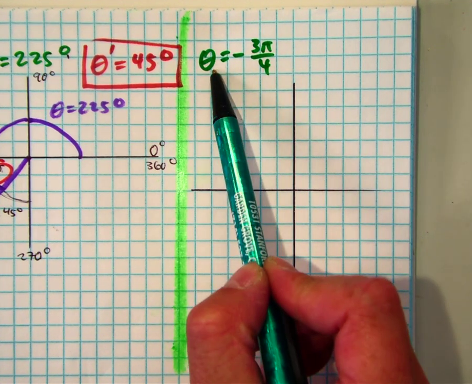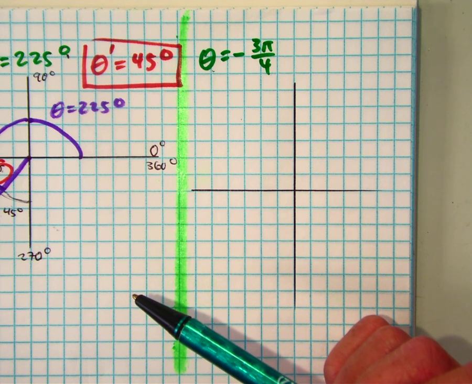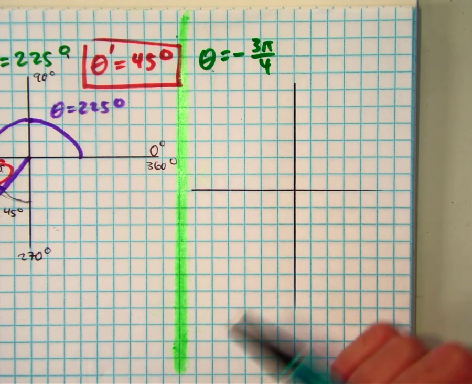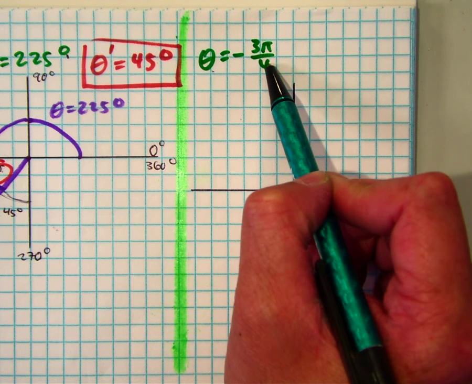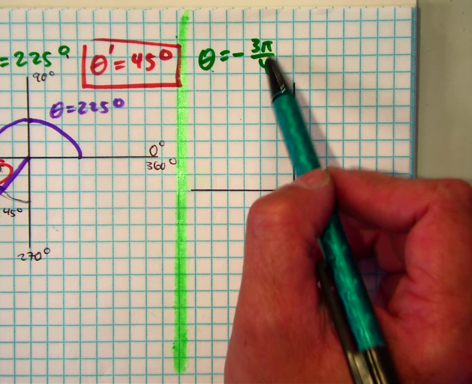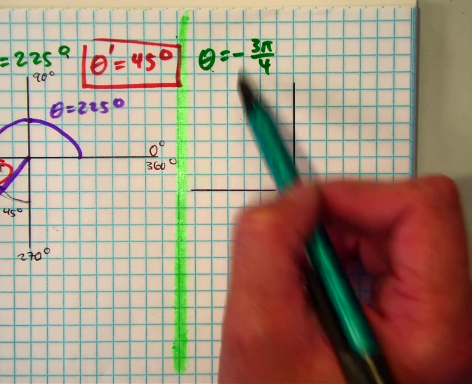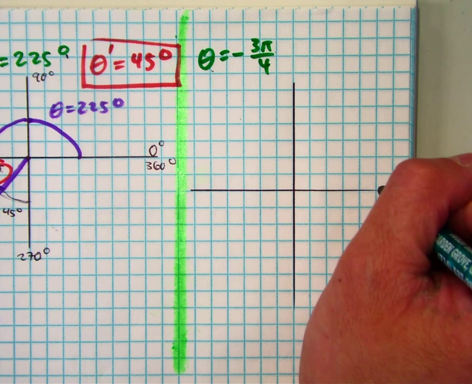They give us theta equals negative 3 pi over 4. Let's go ahead and find its reference angle. Now, is this one in degrees or radians? How did you know it's radians? There's no little circle, there's no degree symbol. So let's go around the unit circle, counting in radians.